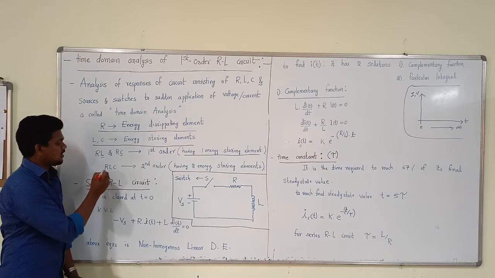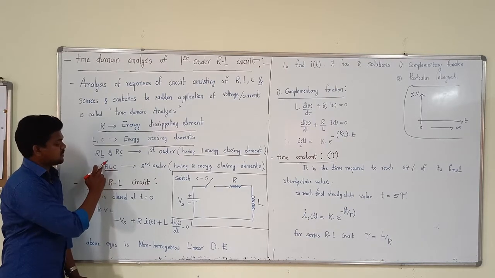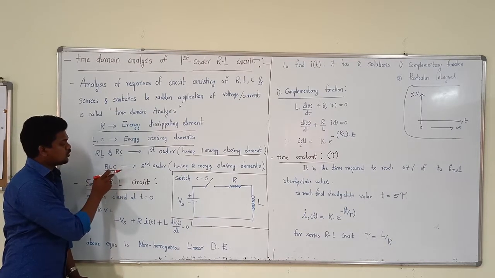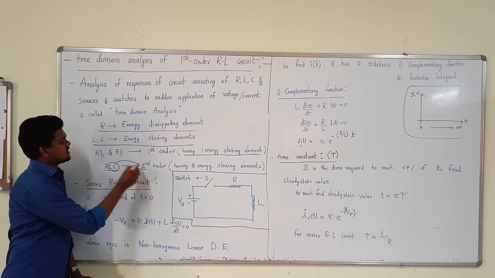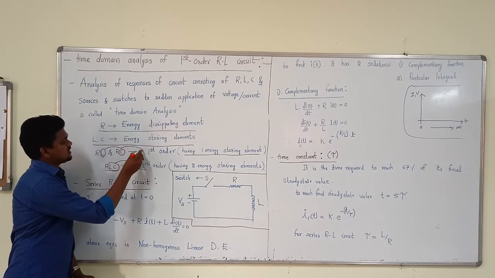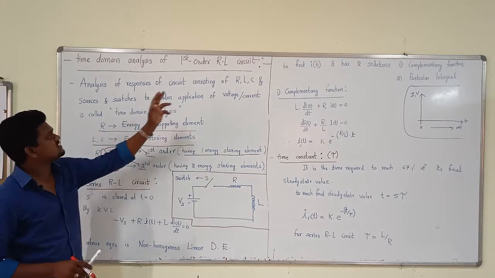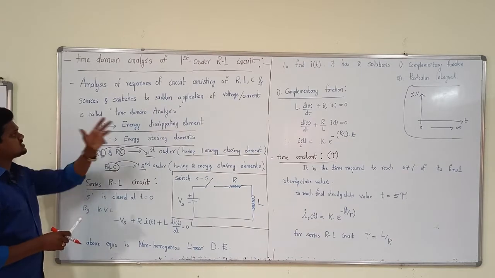Look at here, RLC: one energy dissipating element is the R. Inductor and capacitor are the two energy storing elements. That's why two elements are there. Here 2 is there, that's why it's a second order system. Here 1 is there, 1 is there, that's why it is the first order system. Understand? So in this we will discuss first order systems only, right? So once again we will justify the title here.